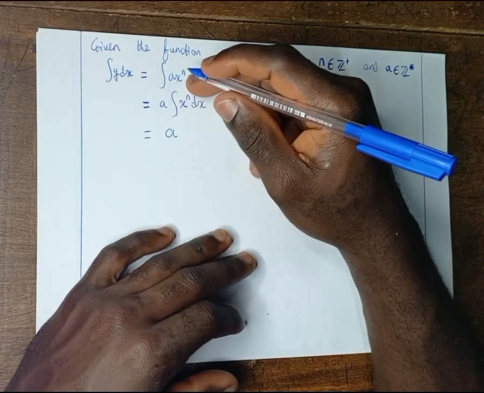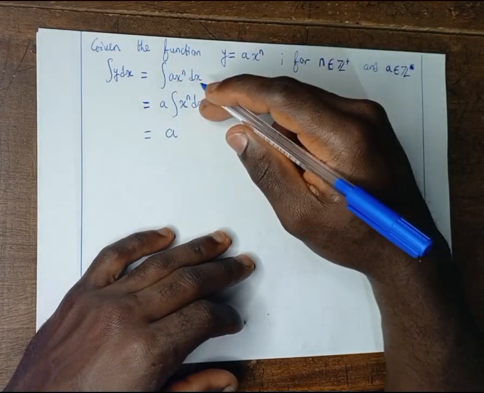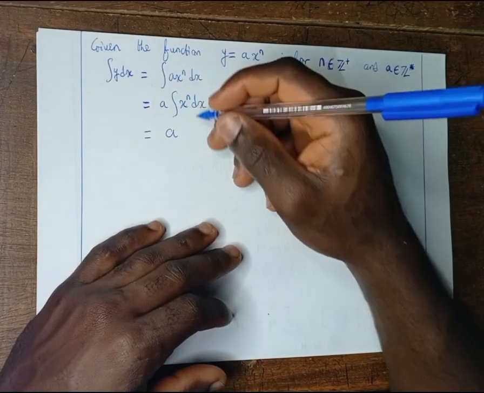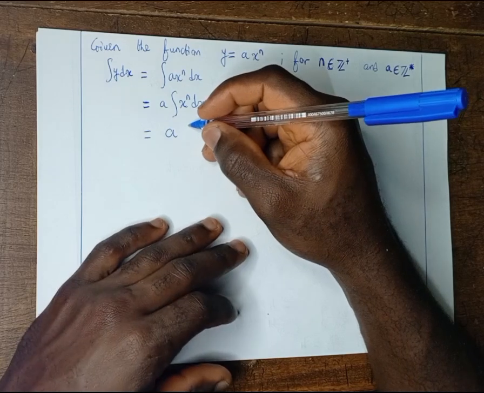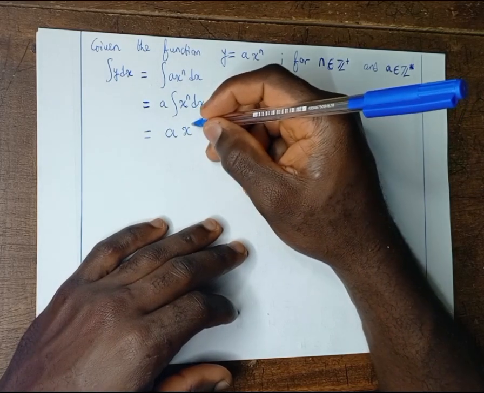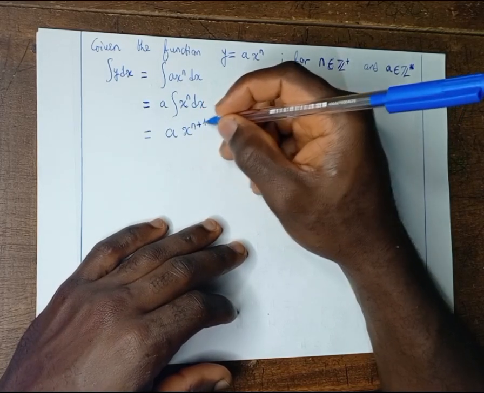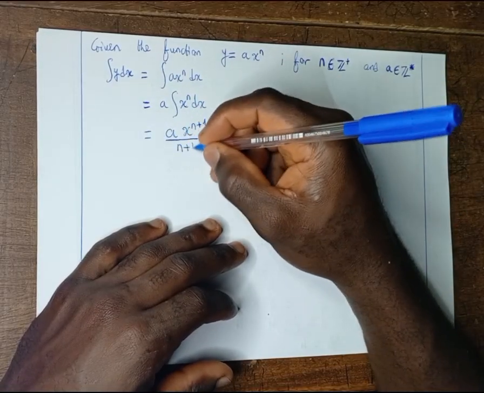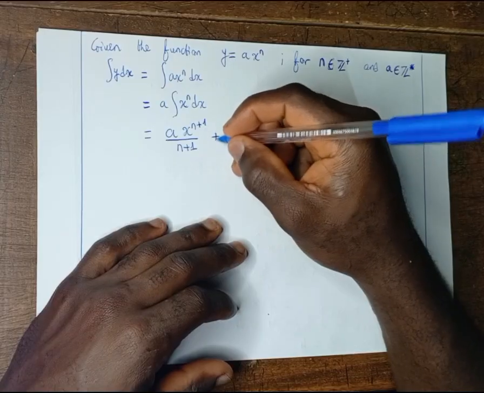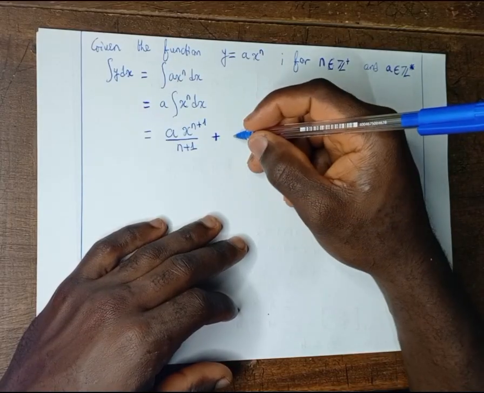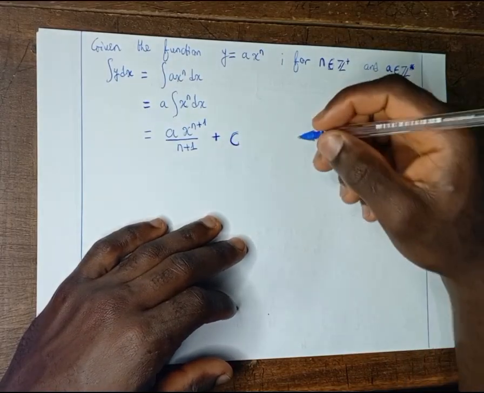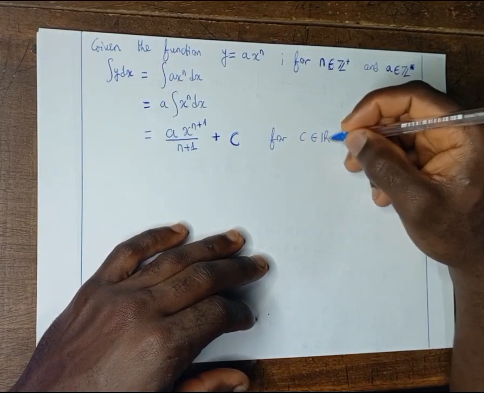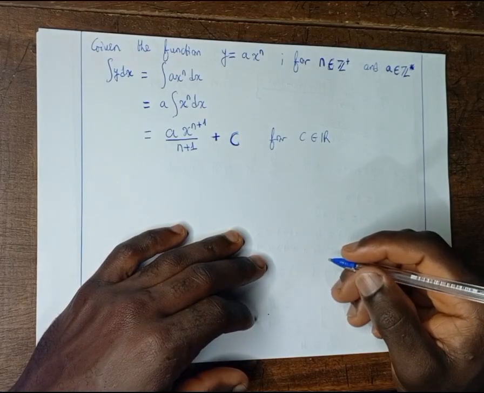For us to integrate x^n with respect to the variable x, we are simply going to add 1 to the power of x. This will give us x to the power n plus 1. Then we are going to divide by the new power, which is n plus 1. Then we add the constant of integration, which is c. Then we precise for c belonging to the set of real numbers. This is the constant of integration.